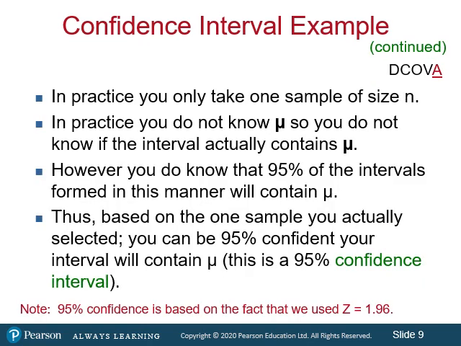So in practice, you will not only take one sample, and you do not know the mu value, so you do not know if the interval actually contains mu. However, you do know that 95% of the intervals formed in this manner will contain your mu value. Thus, based on the one sample you actually selected, you can be 95% confident your interval will contain the mu value. This is what we call a 95% confidence interval.